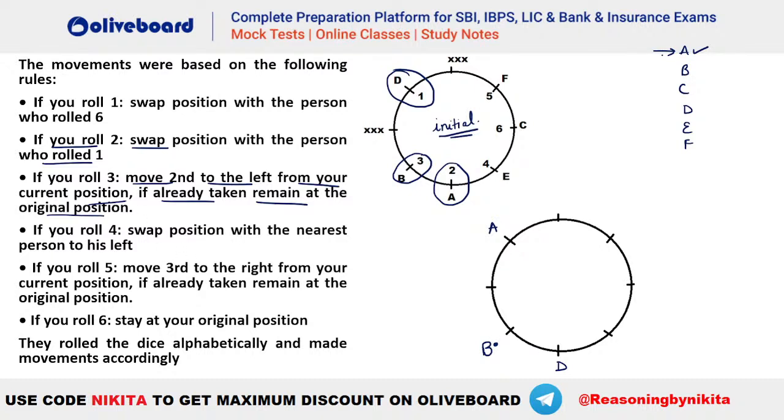After that, we have to check for C. What is for C here? You can see C has rolled 6. What is related with 6? Stay at your original position. So C remains at this place only. C remains still here.